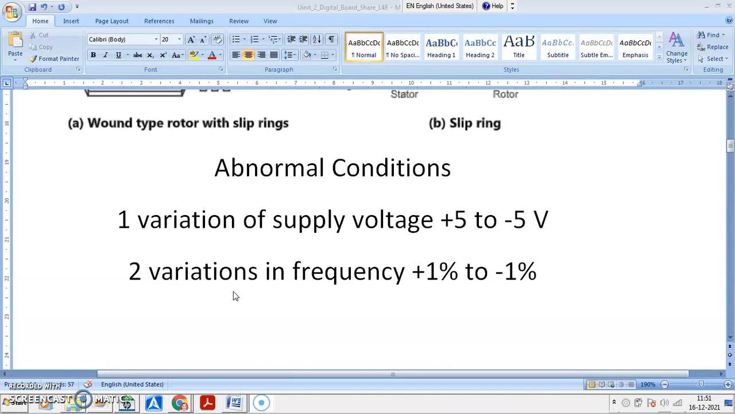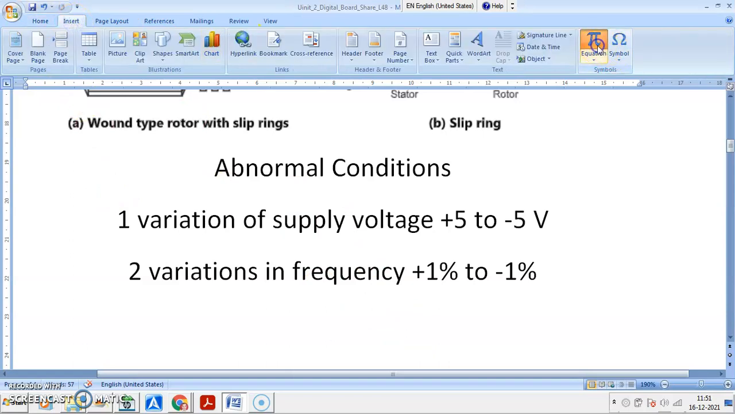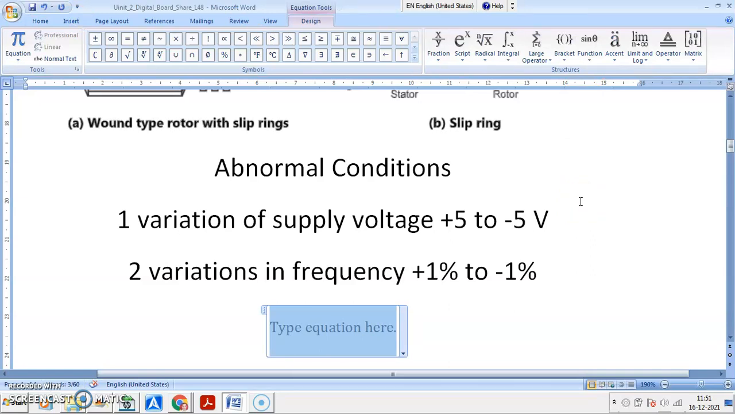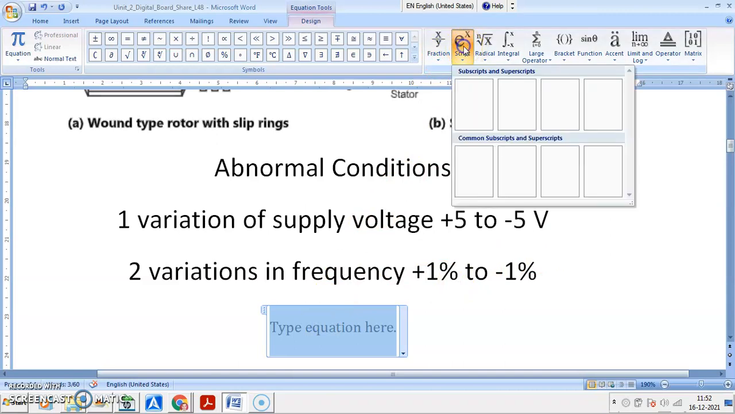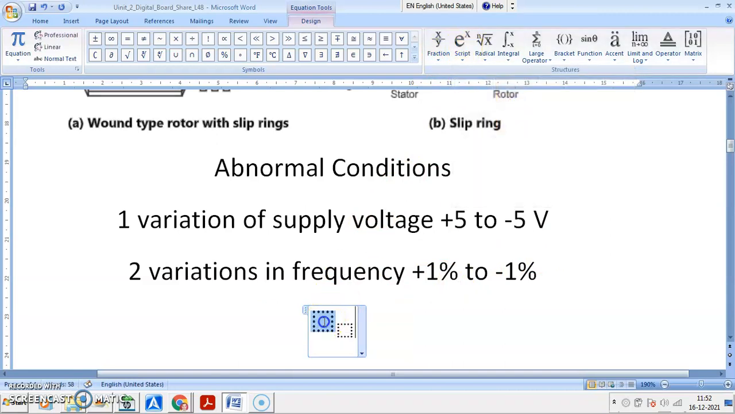What happens under abnormal condition? What happens under different abnormal conditions to a three-phase induction motor? So let us study. You know that the major thing in an induction motor is torque, and especially we call it the starting torque.